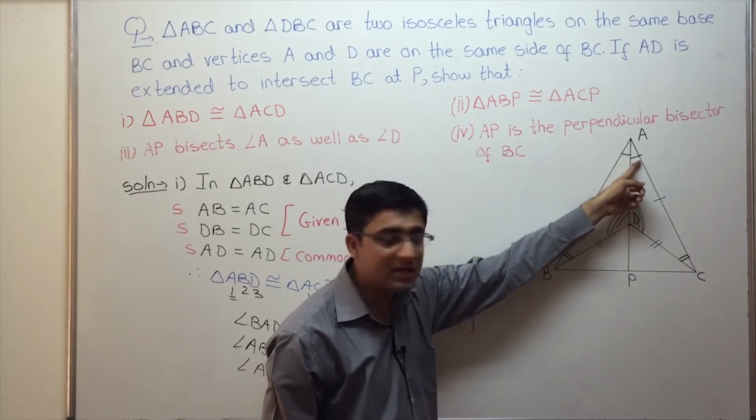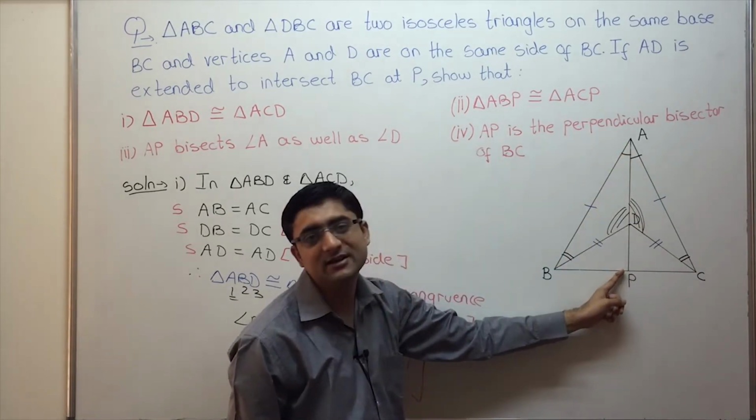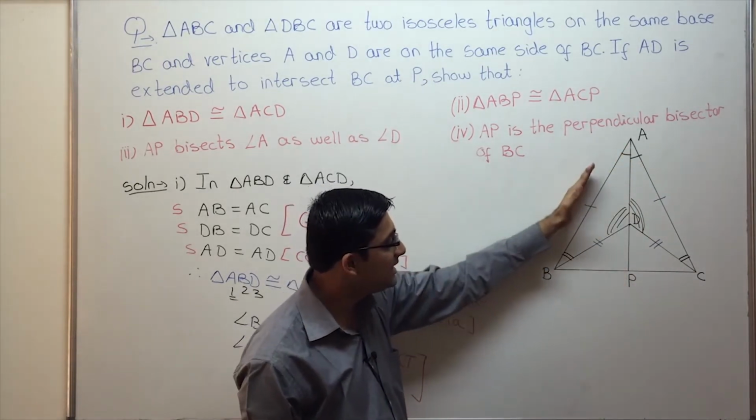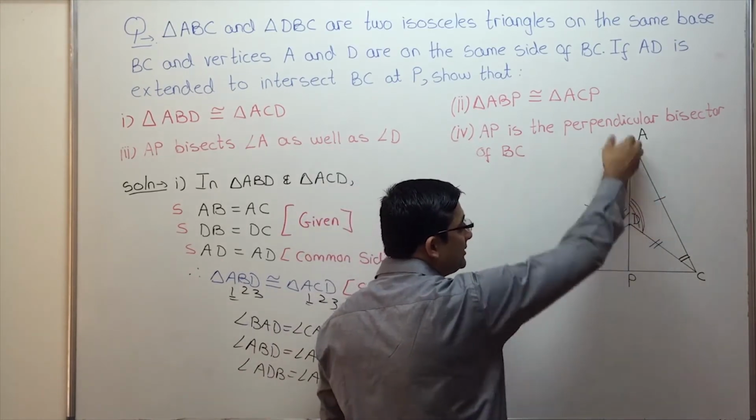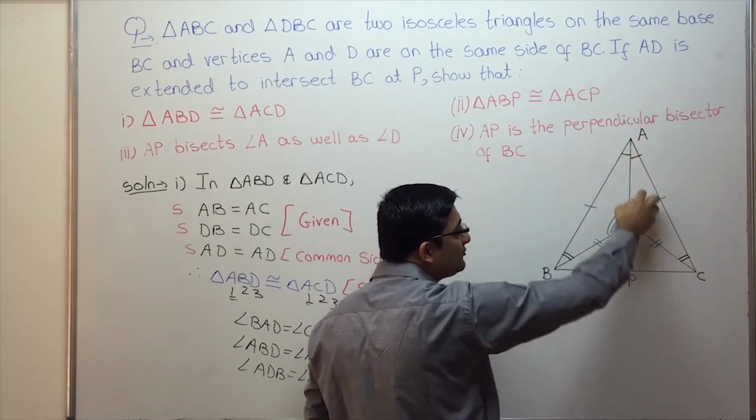Next, these two angles are equal. Next, AP over here is a common side. I repeat, AB is equal to AC. I'll highlight the two triangles: ABP, this big triangle and this big triangle, right?